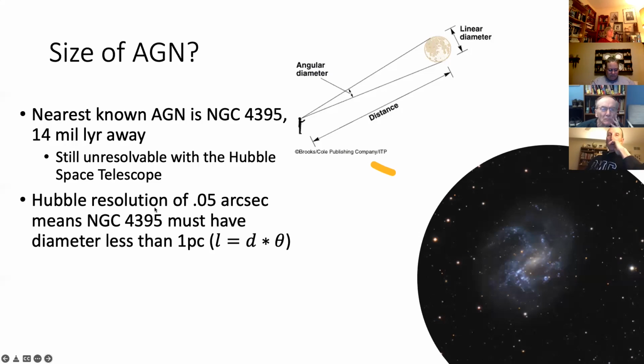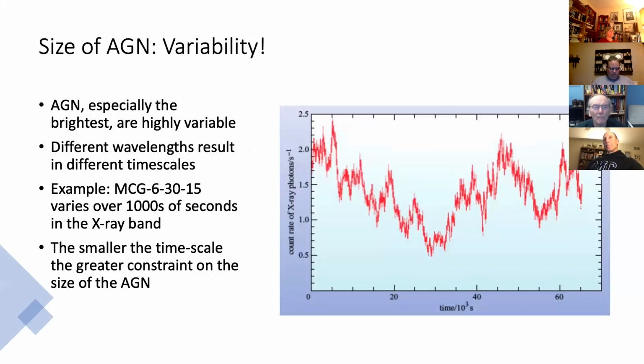Okay, Hubble's resolution is about 0.05 arc seconds. I should have that in degrees. That is much, much smaller than a degree. I'll do the math later. This must mean that this galaxy has a diameter of less than 1 parsec. So if we take this simple equation, we say that our angular resolution is 0.05 arc seconds times the distance away, 14 million light years. This must mean L, the linear diameter of this AGN, must be less than a parsec. Still, we can do better than that.